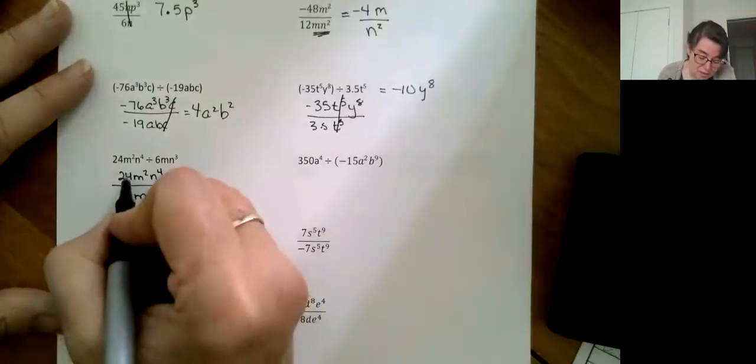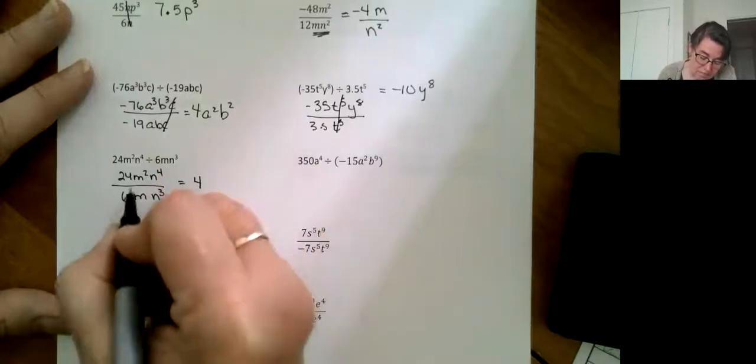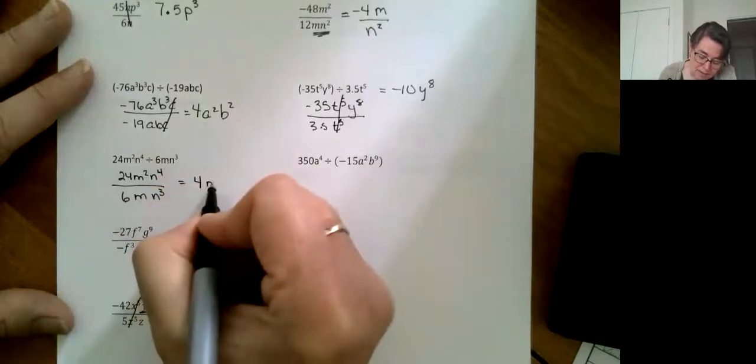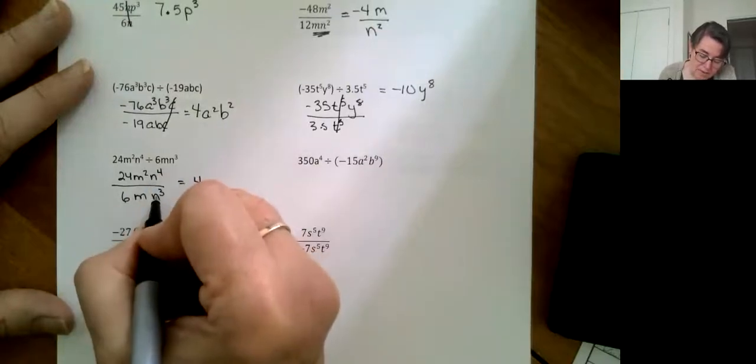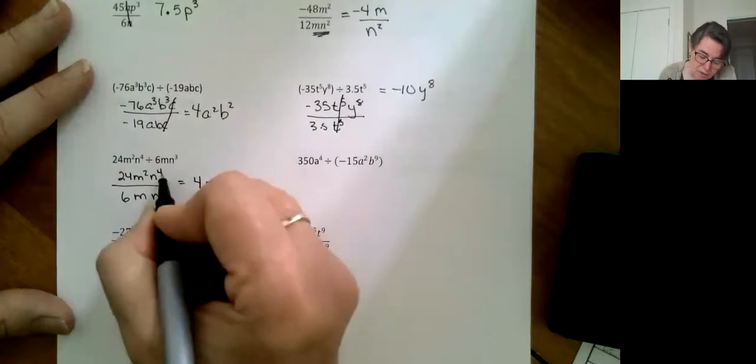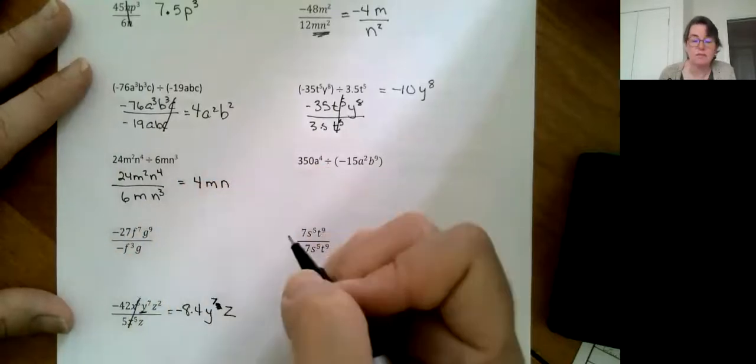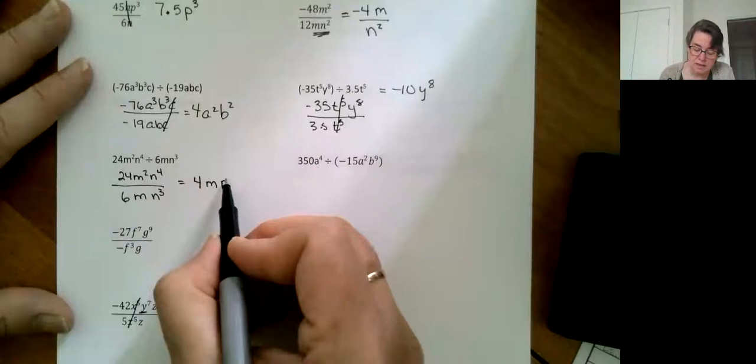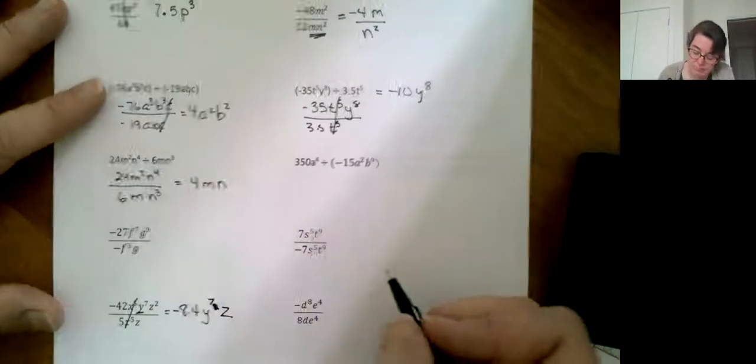Just saying. 24 divided by 6 is 4. M squared divided by m is m. N to the 4th divided by n to the 3, we're going to subtract 4 minus 3, which is 1. If you want to put the ones there, enjoy. If you don't, it's fine.